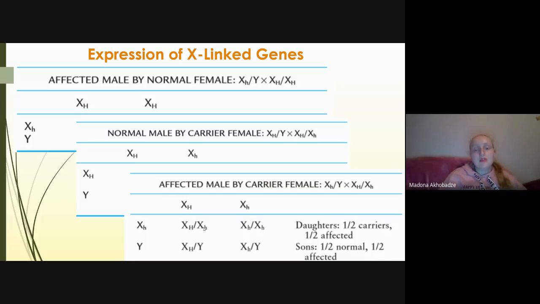Okay, so these ones are not healthy; they are actually carriers. So half of the daughters are carriers, and half of the daughters are the affected ones, while half of the boys are healthy, those who got their Y from the father, and half of the boys are affected, those who got the affected X from the mother.